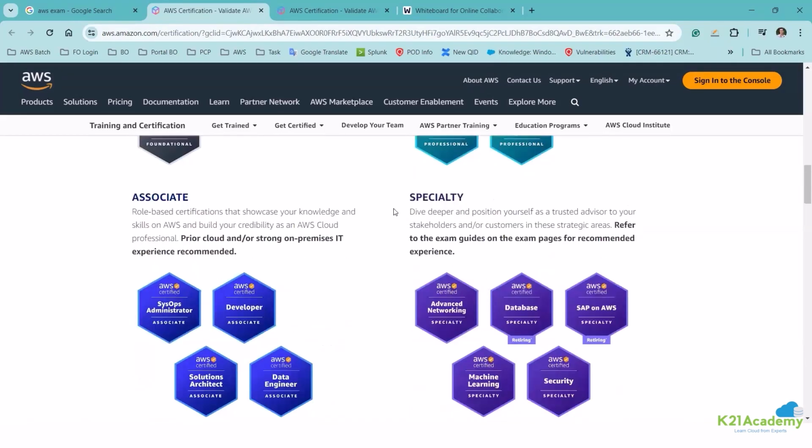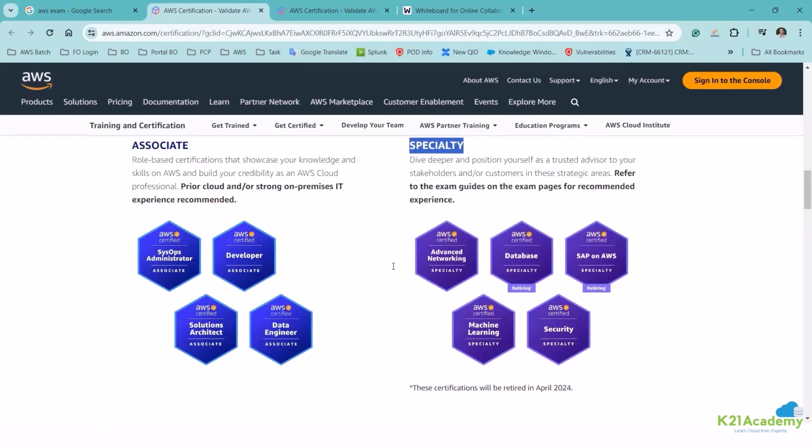Then next we have the specialty. Everyone has their own specialty, for their working style and everything. At the moment AWS has 3 certifications: one is Advanced Networking Specialty, the second is Machine Learning, and the third is Security Specialty.